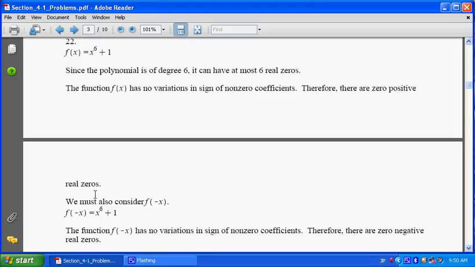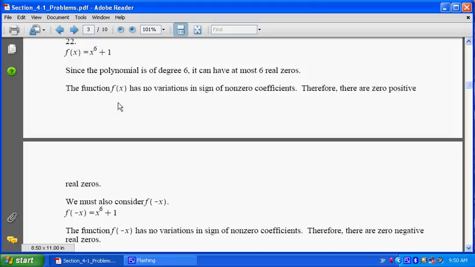And then we consider f of negative x. Actually, if you replace x with negative x, it's not going to change it at all because x to the 6th and negative x to the 6th are the same thing. So x to the 6th plus 1, or f of negative x, also has no variations in sign, and therefore there are 0 negative real zeros. So this particular function isn't going to have any zeros whatsoever.